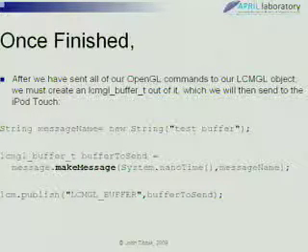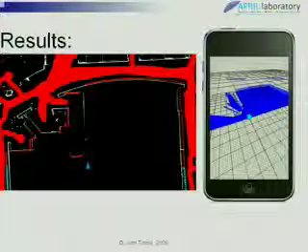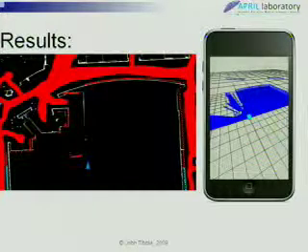Well, let's create our LCM GL Buffer T out of this LCM GL object using the makeMessage function. We pass it the system nanotime and the name we want the iPod to hold on to, and then publish it to our local LCM network, which then gets relayed immediately to the iPod Touch. The results of that code I just described.